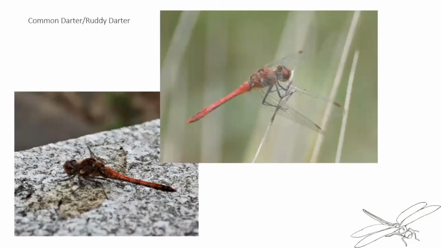it's difficult to tell them apart, I accept that. But the main thing is, I said the common darter has yellowy white stripes in his legs here. The ruddy darter's legs are perfectly black. And that's the main, quick recognition. If it's got black legs and it's a darter, it's a ruddy darter.